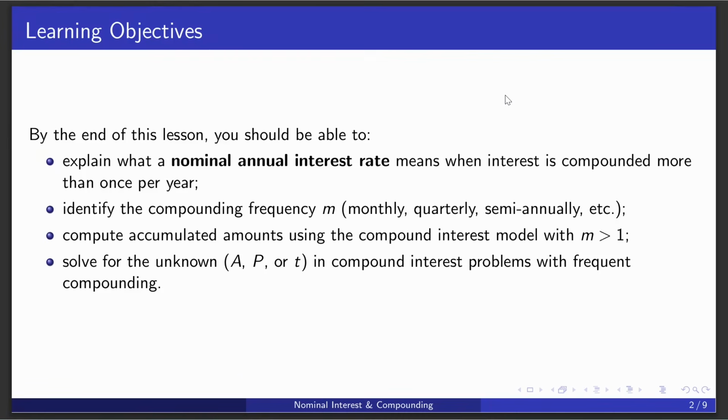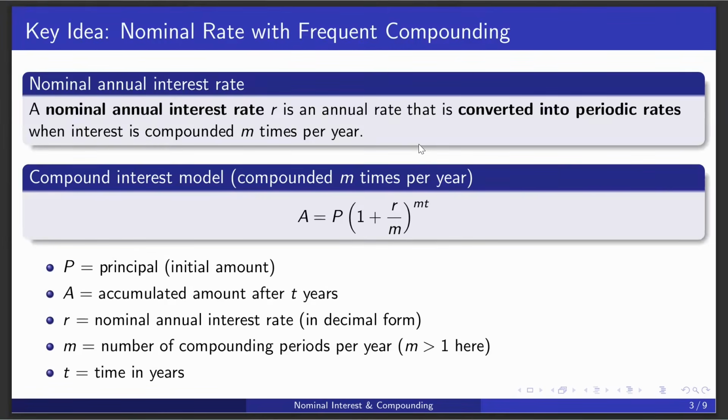Identify the compounding frequency, M. Compute accumulated amounts using the compound interest model with M being greater than 1, and solve for the unknown, either A being the accumulated value, P the principal, or T time in compound interest problems with frequent compounding. A nominal interest rate R is an annual rate that is converted into periodic rates when interest is compounded more than once in a year.